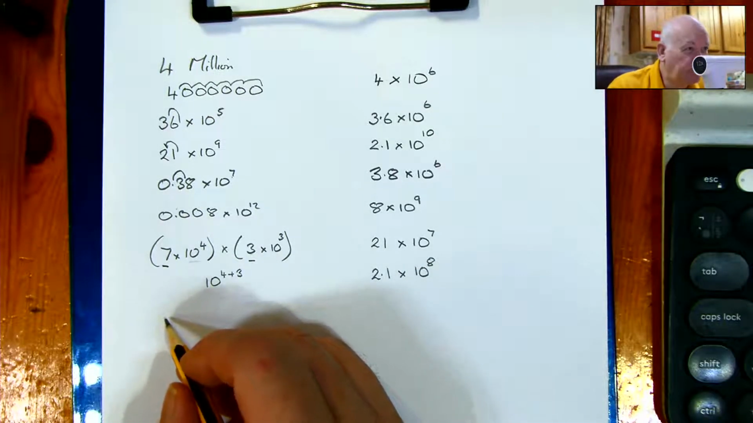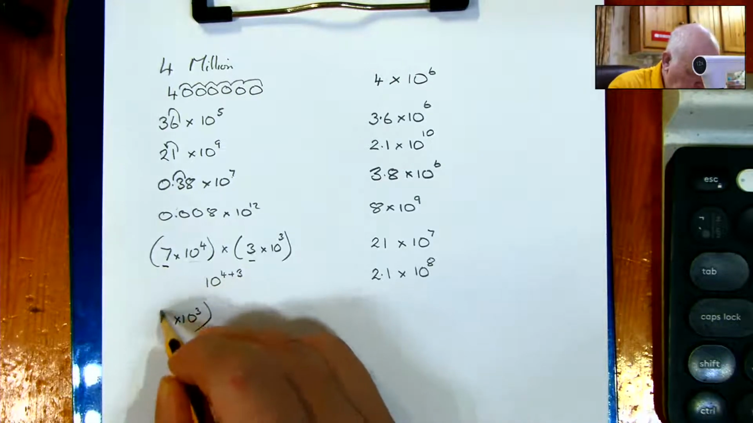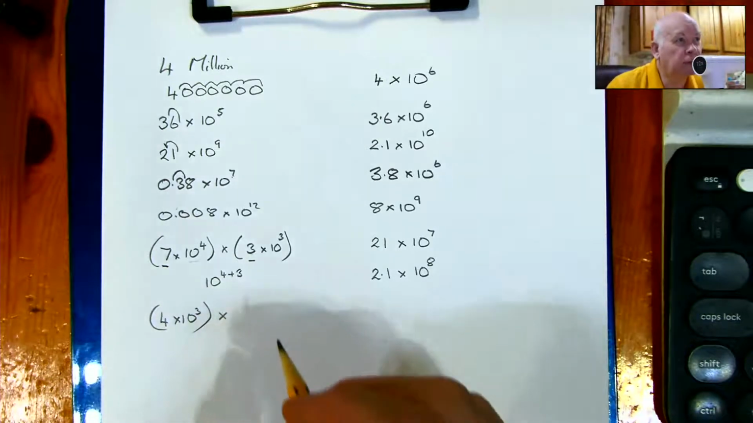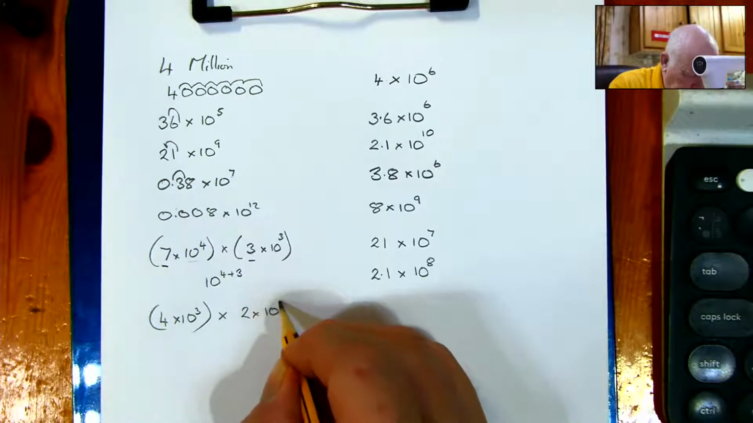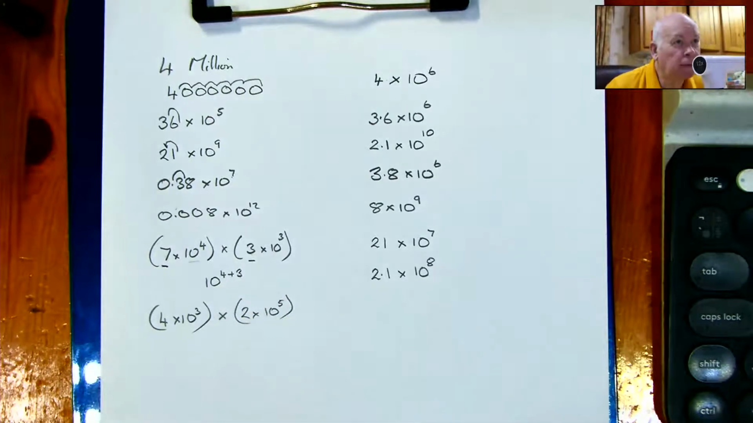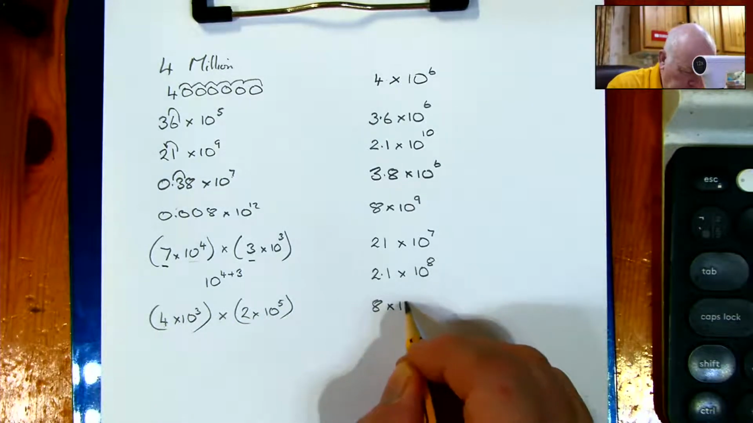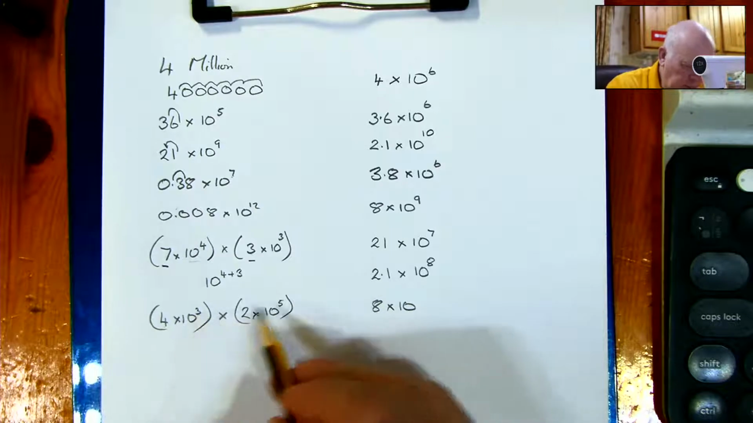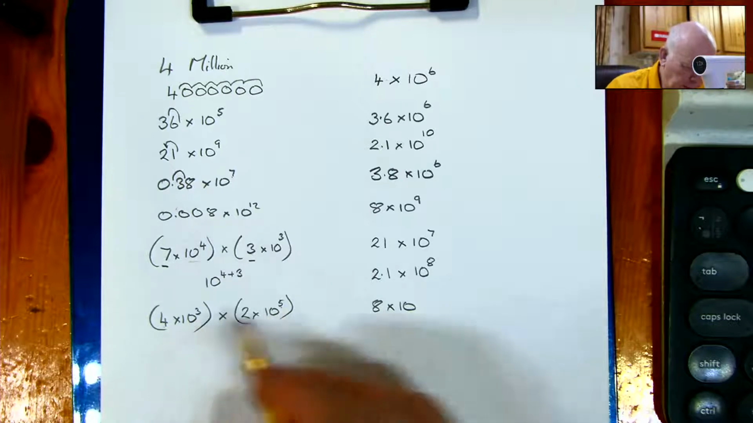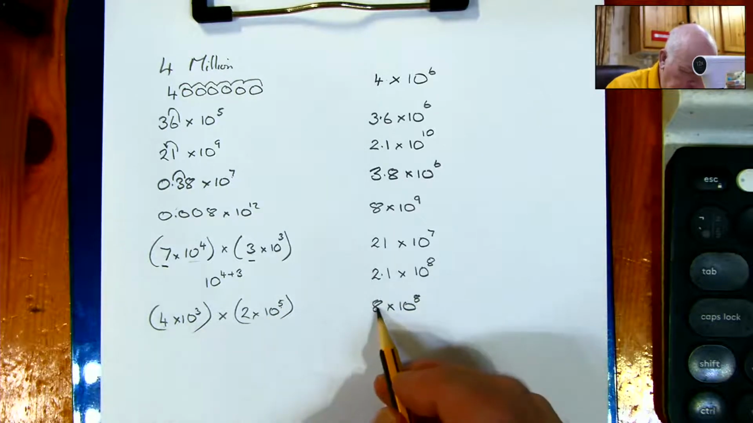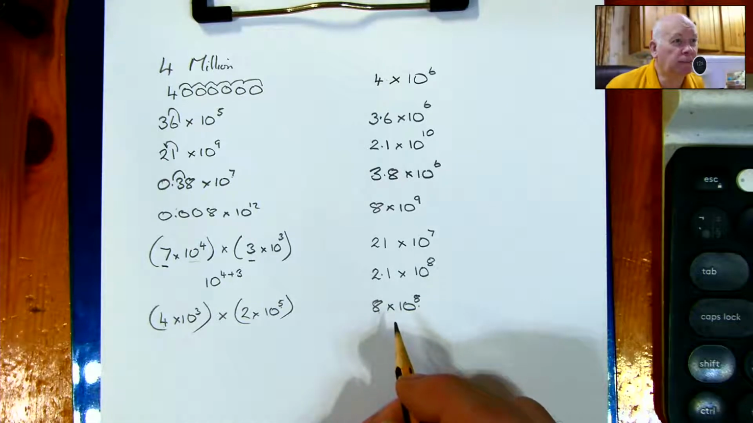Let's carry on. Try another one. Let's have 4 times 10 to the 3, and I'm going to multiply that by, let's say, 2 times 10 to the 5. Easy enough sum. 2 4s are 8 times 10 to the 3 plus 5, which is 8. Now, because this number didn't change decimal point, then we don't need to do any more with this one.